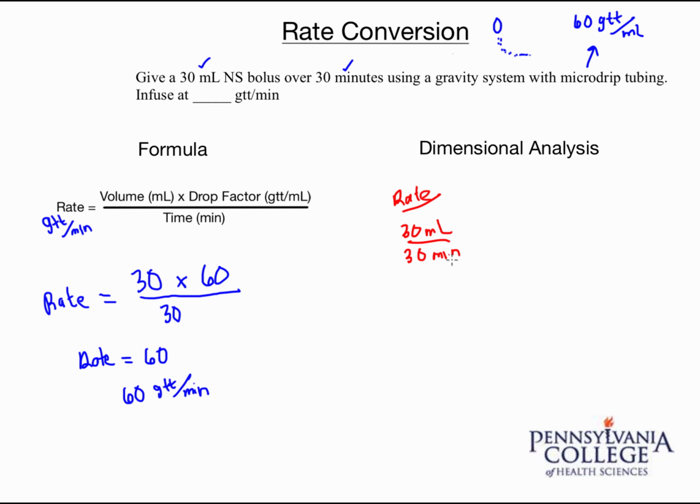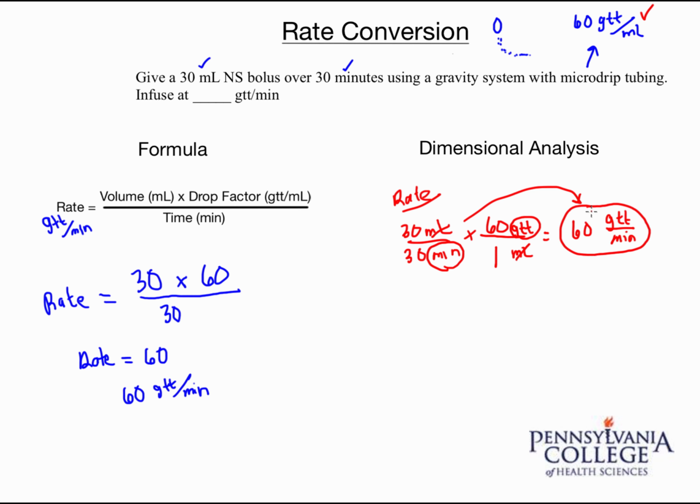I do not want a unit of milliliters per minute. I know at the end of my conversions, I need to have drops in the numerator and minutes in the denominator. I already have a unit of minutes, so that does not need to be converted. I need to cancel out a unit of mLs, and I need to convert that into a unit of drops. Well, thankfully, I am given that information. That is the drop factor. I know that every milliliter will contain 60 drops. So multiplying by 60 over 1 will convert my unit of milliliters into a unit of drops, and once again, you will get 60. So depending on your approach, you still get that same solution of 60 drops per minute.